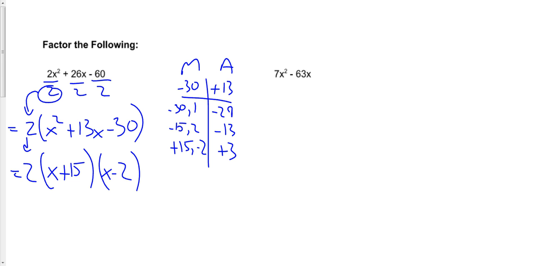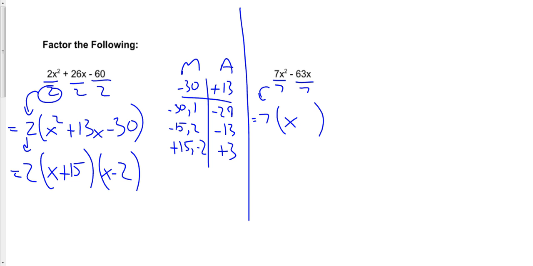Okay, so my next example over here, again, I've got an a value, so I'm going to divide everything out by the a value, and the a value is 7. So I'm going to divide 7x squared by 7 and negative 63x by 7. I'm going to bring that 7 over here. So 7 is going to equal x squared minus 9.